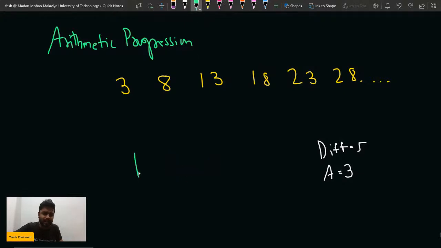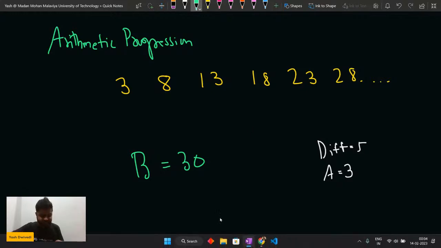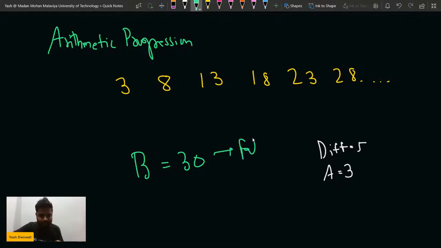Now let's say somebody asks whether the term b is equal to 30 is present in this series. Please tell me, guys, is it present? No, it is not present, right? So in that case you will return false. Clear with this, everyone? Please let me know. Is everyone clear with this? All right. So basically for this you will return false, that okay, it is not present.